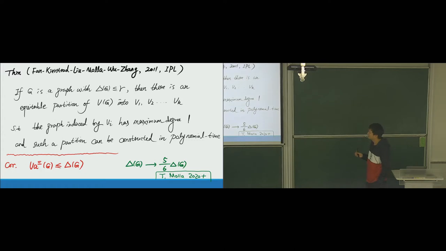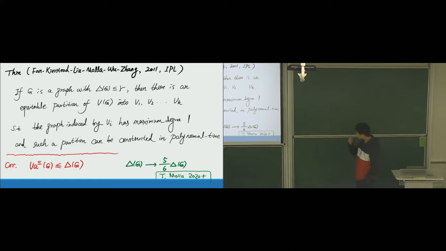And this theorem implies that equitable vertex arboricity is at most the maximum degree. Oh, sorry, this should be k at least r. I have typed k-s-r, this is a typo.